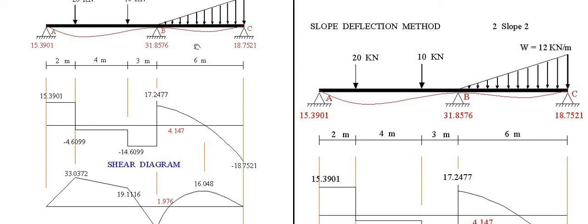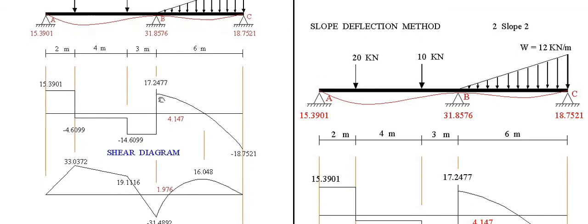Now, it is parabolic here because of this triangular load. Now to interpret, why is it concave downward, not concave upward? Here going like that, not like this.